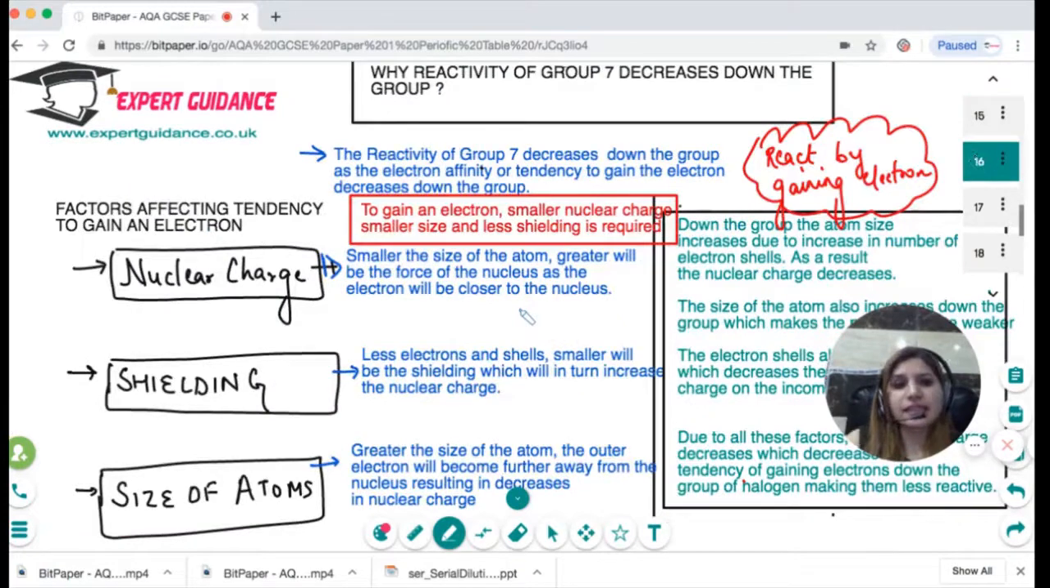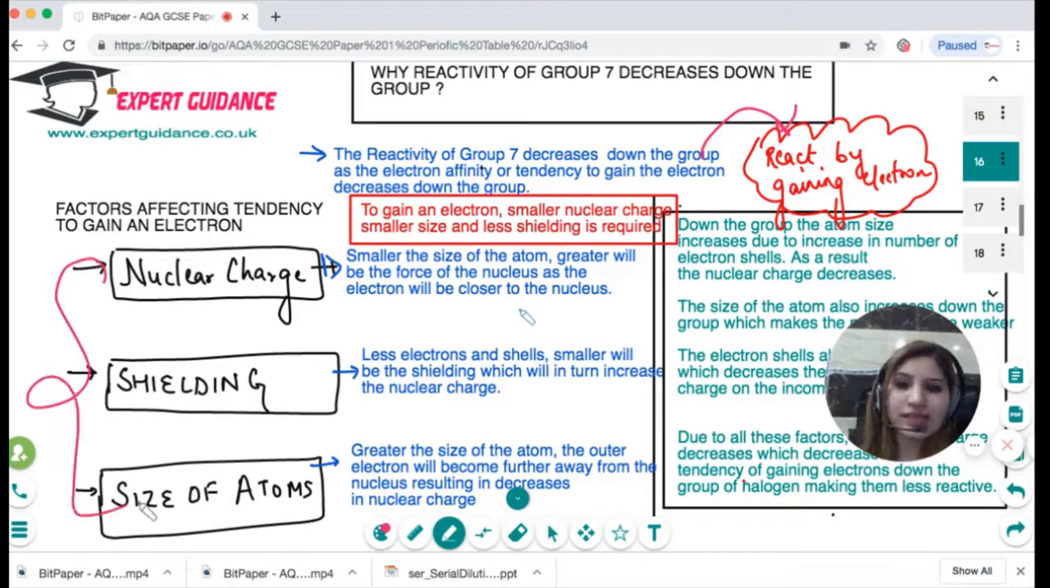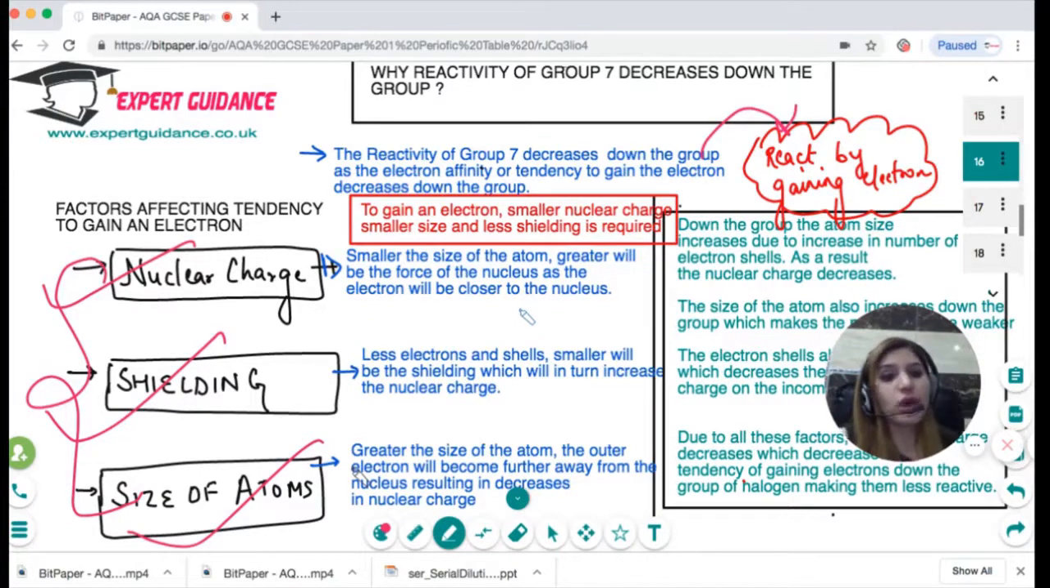Next is, again, as with group 1, why the reactivity of group 7 increases down the group. So to answer this question, you will first explain how group 7 reacts. Group 7 reacts by gaining an electron, and down the group, the electron affinity decreases. Therefore, the reactivity down the group decreases. Now, why does the tendency to gain an electron decrease? Again, we'll be talking about these three scientific terms: nuclear charge, shielding, and size of the atom. As you go down the group, the nuclear charge decreases because of the increase in size of the atom. So the halogen cannot hold the incoming electron properly, so it won't be able to gain an electron with that ease down the group.